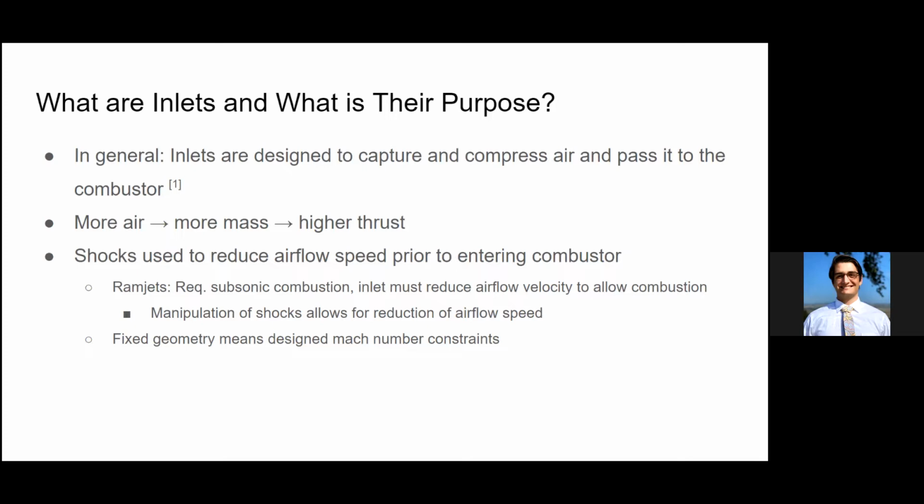Shocks are used to reduce airflow speed prior to entering the combustor in the inlet, which is important because ramjets require subsonic combustion, so the inlet must reduce the airflow velocity to allow for combustion inside ramjets. And they do this by the manipulation of shocks using various blunt bodies and sharp bodies to reduce the airflow speed. Some have fixed geometry inlets, which means they are designed for specific Mach numbers and have Mach number constraints.